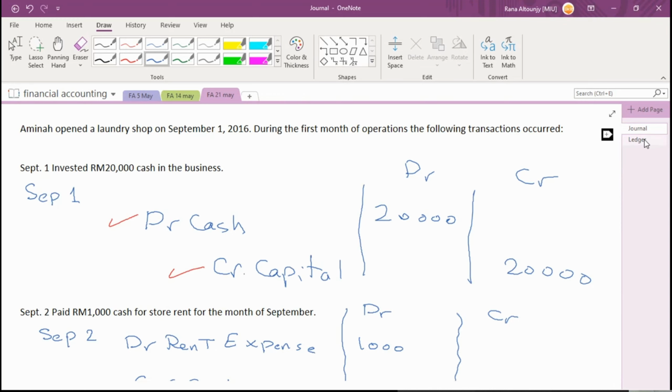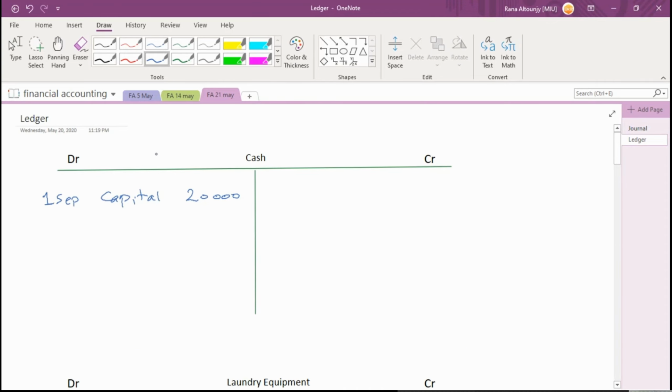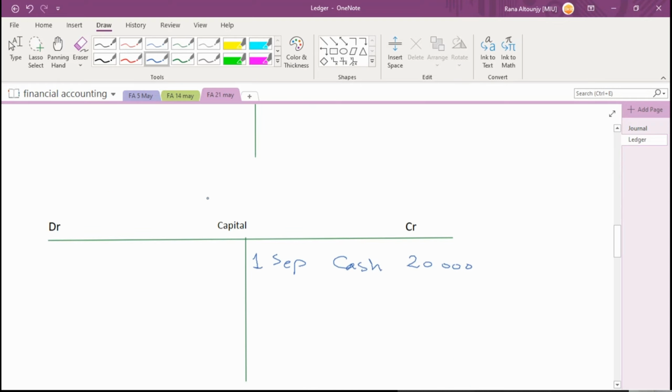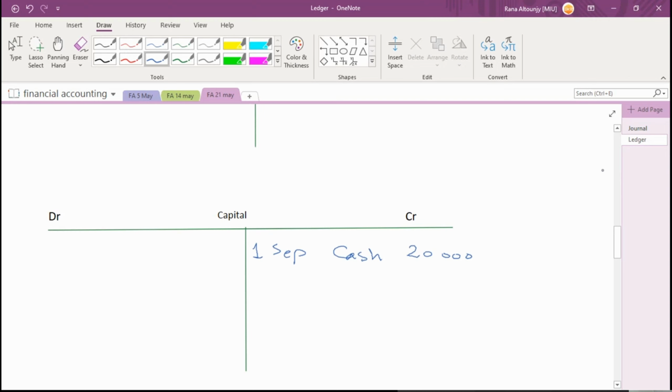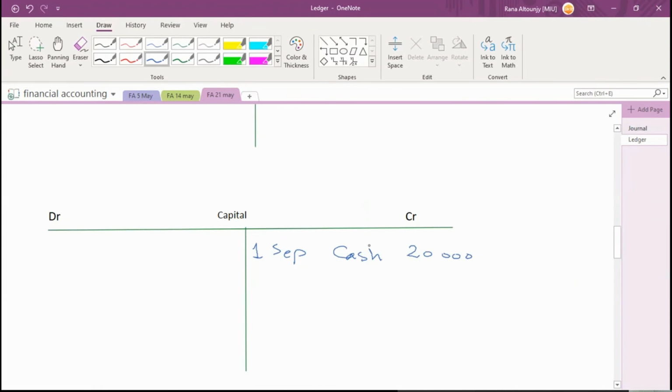So we go to the cash account, we go to the debit side of it, we put the date, we put the other side of the transaction, we put the amount. Same, we go to the capital account, we go to the credit side, because in our transaction the capital is in the credit side. We put the date, we put the other side of the transaction, we put the amount.